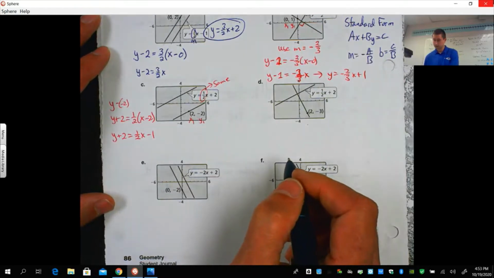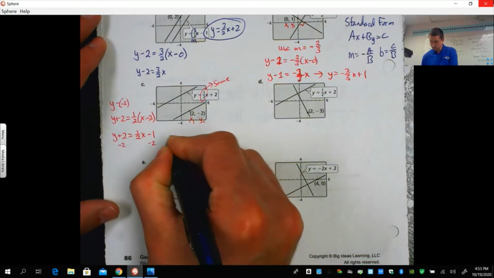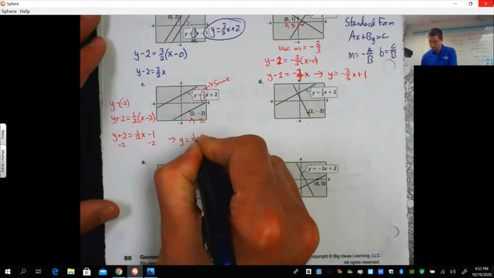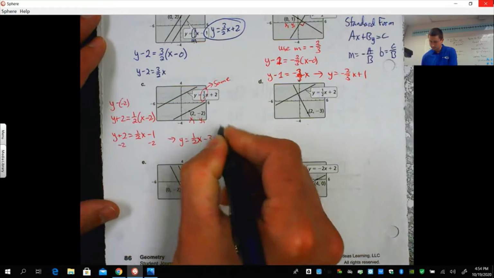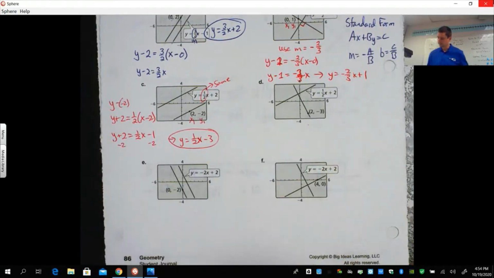Then we subtract 2 from both sides, and we get y equals 1/2 x minus 3. There's that equation.